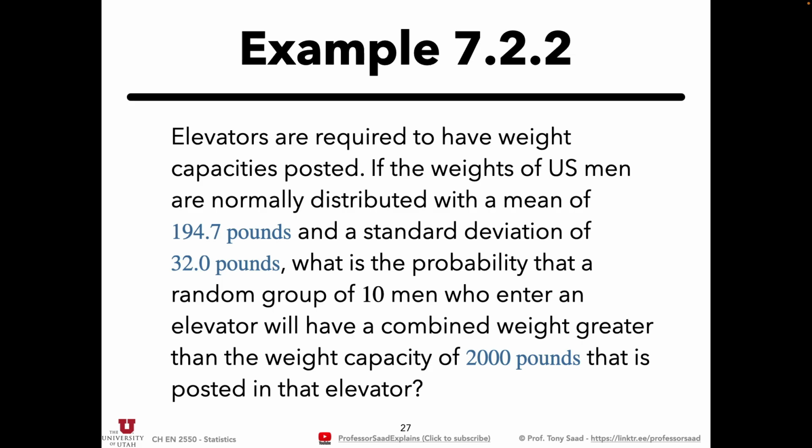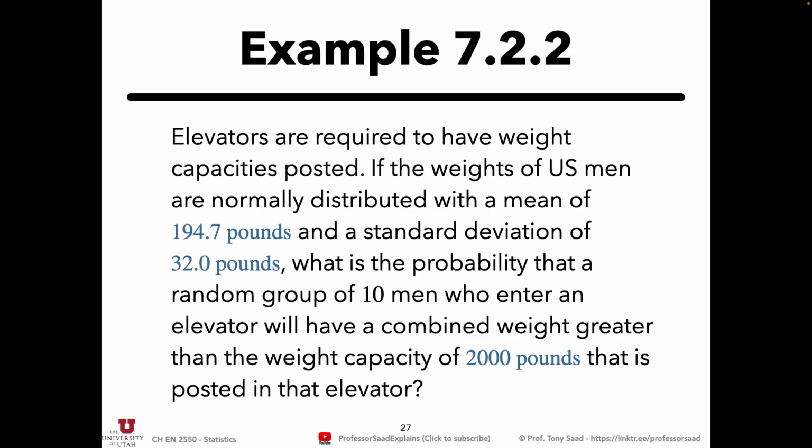So the weight of US men has a normal distribution. Okay, so we're dealing with a normal distribution, no need for central limit theorem yet. The mean value is 194.7 pounds, so the average weight of US men is 194.7, with a standard deviation of 32 pounds. What is the probability that a random group of 10 men who enter an elevator will have a combined weight greater than the weight capacity of 2,000 pounds that is posted in the elevator?